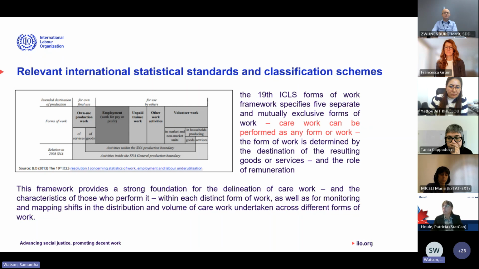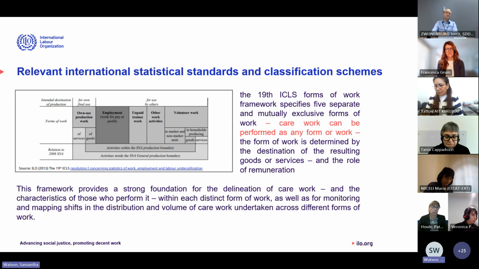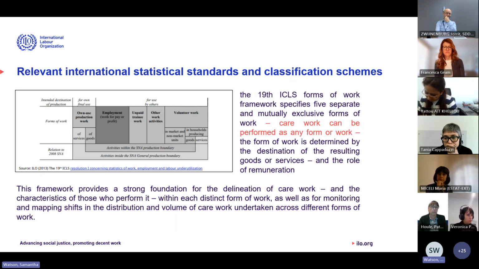And of course, care work can be performed as any of these forms of work. So the form of work is determined by the destination of the resulting goods or services and the role of remuneration. So this framework is sort of the foundation for the delineation of this definition of care work, and also the characteristics of carers, those who are performing care work within each distinct form of work.